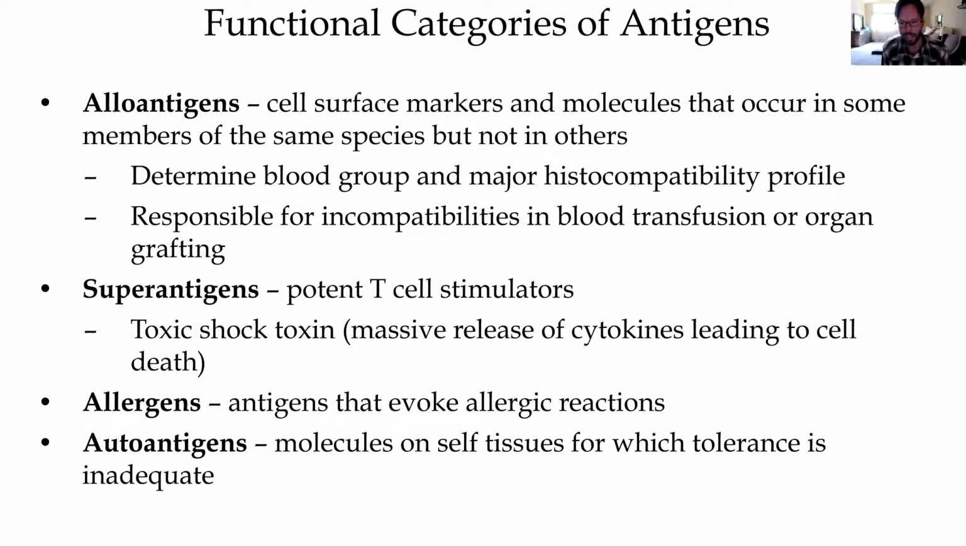And then autoantigens, molecules on self tissue, so your own cells, for which tolerance is inadequate. So think about your autoimmune disorders. Okay, when your immune system is attacking your perfectly good cells because for whatever reason, it's getting a mixed message from them and it's thinking that they're antigenic and they need to be destroyed.